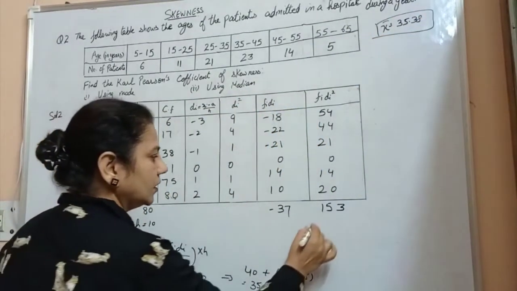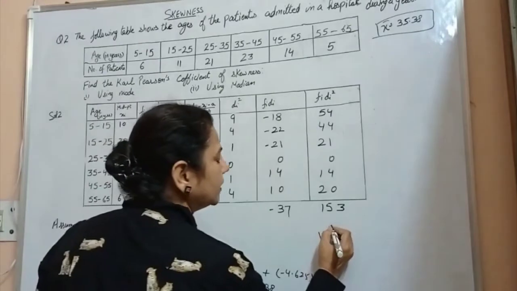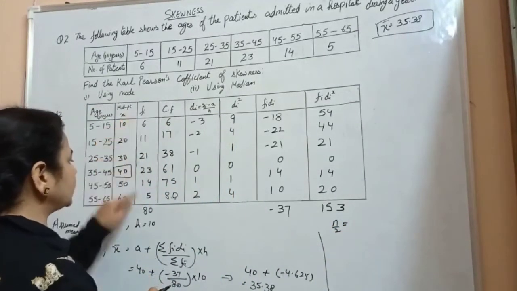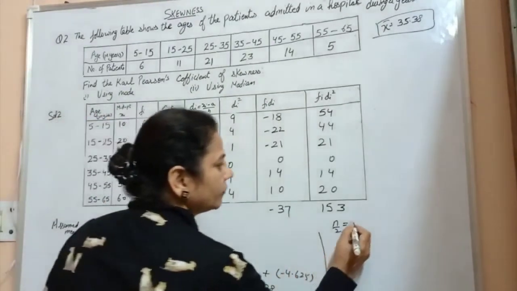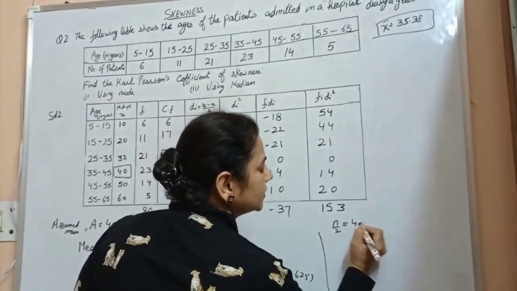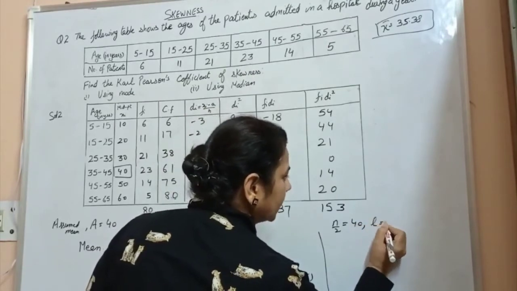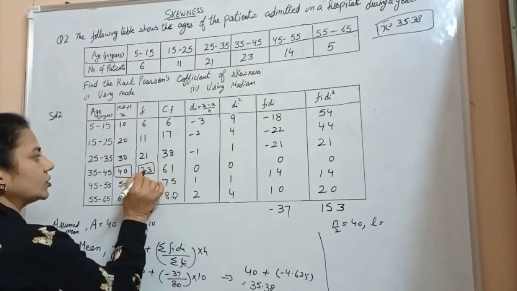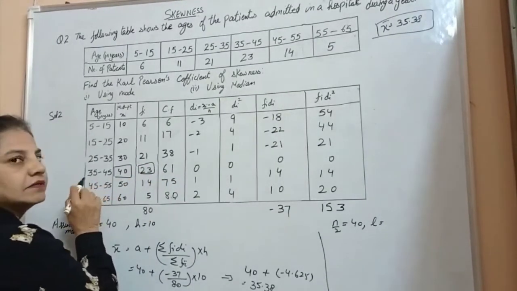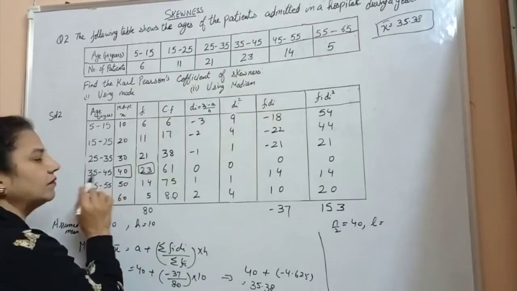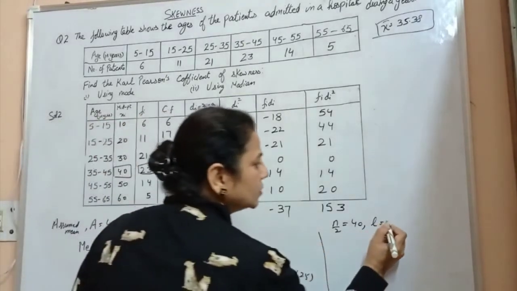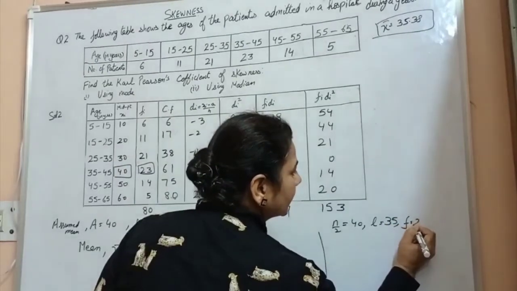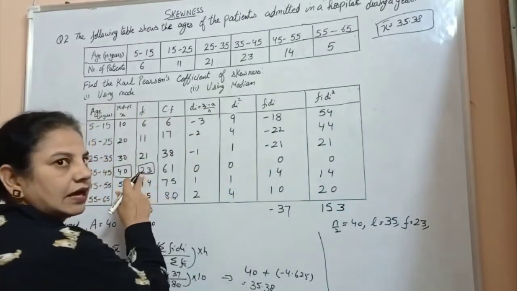Now for the median, we know we need n by 2. That means total frequency is 80, and 80 by 2 is 40. We need the lower limit. The maximum frequency here is 35. Corresponding to the maximum frequency, among 35 and 45, 35 is the lower limit. So 35 is the lower limit. We write it over here also. We need the frequency. Frequency is 23, as we calculated over here.